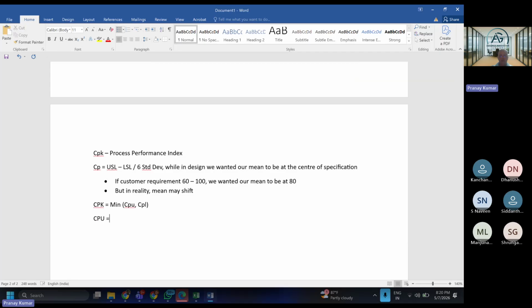CP on your upper side is nothing but USL minus mean upon 3 standard deviation. And CP on your lower side is equal to mean minus LSL by 3 standard deviation.